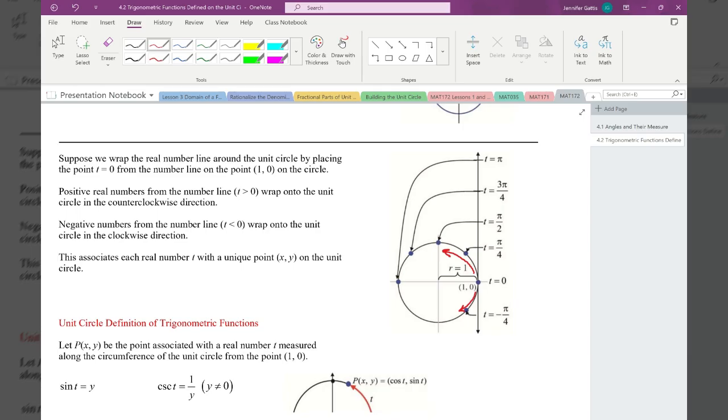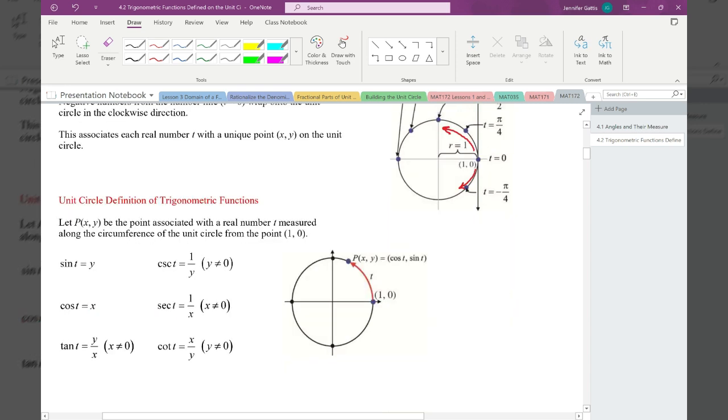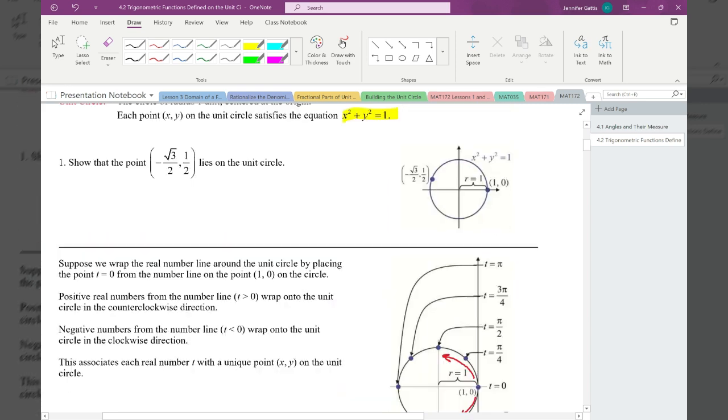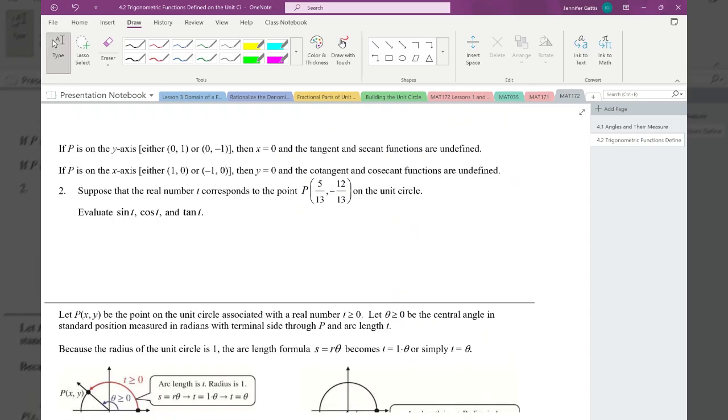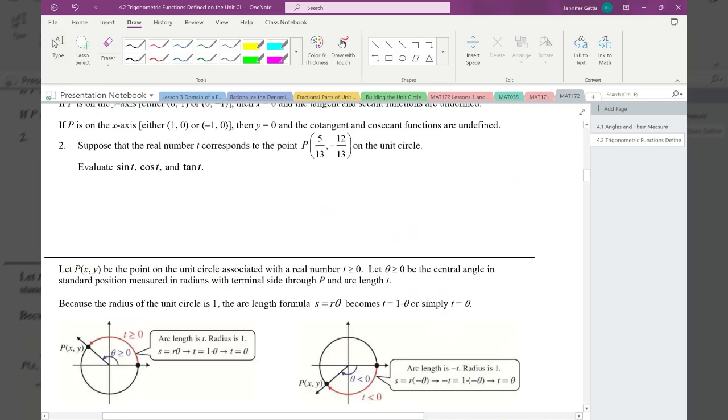Now, the question is, why is it called the unit circle? Well, it's called the unit circle. Wait, where's that definition here? I know I've got it on here somewhere. Sorry, y'all.